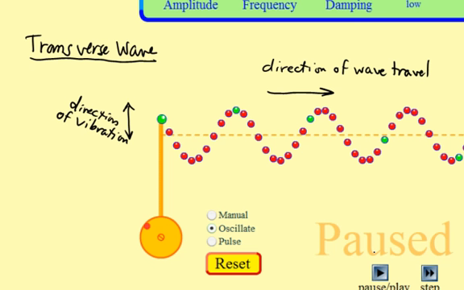So we define a transverse wave as a wave in which the direction of the vibration of the medium is perpendicular to the direction that the wave travels. Whenever that happens, we say we have a transverse wave.